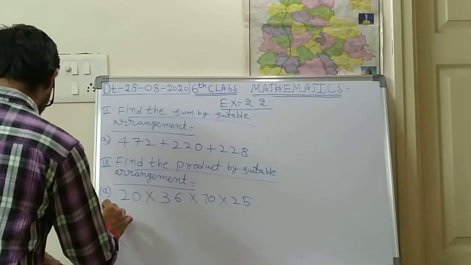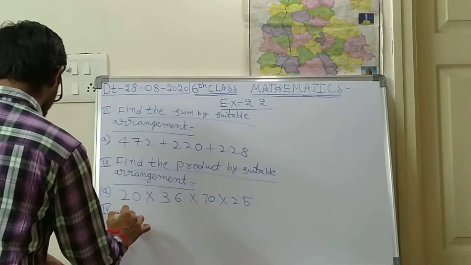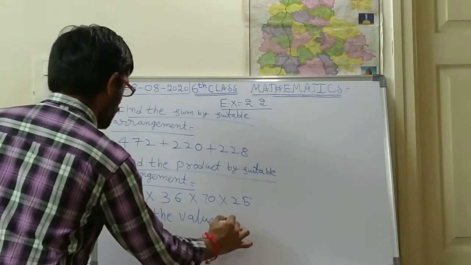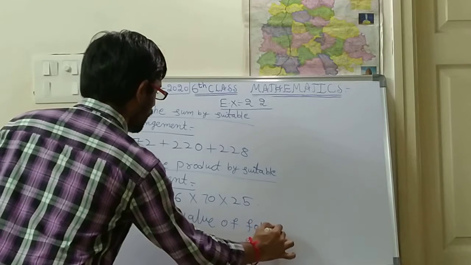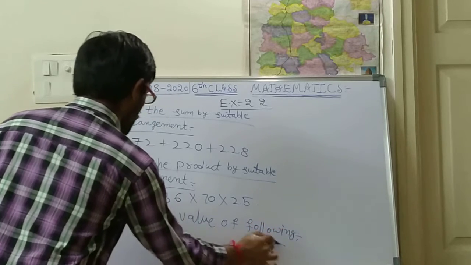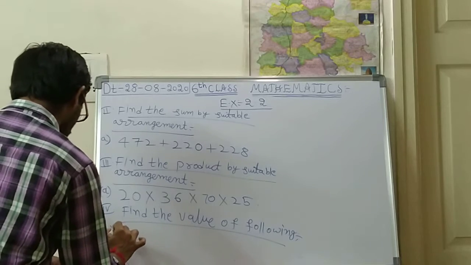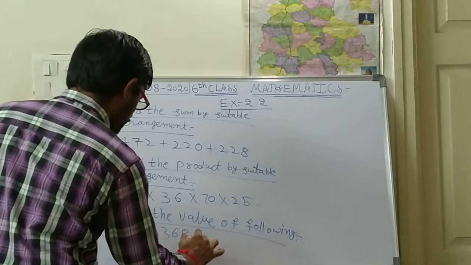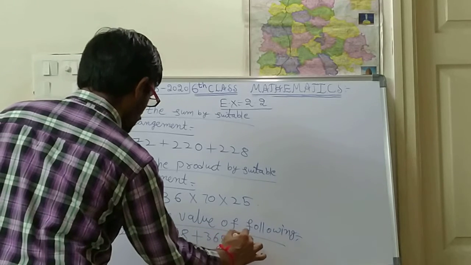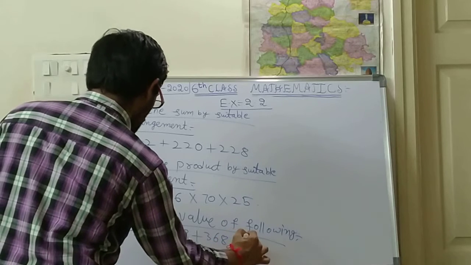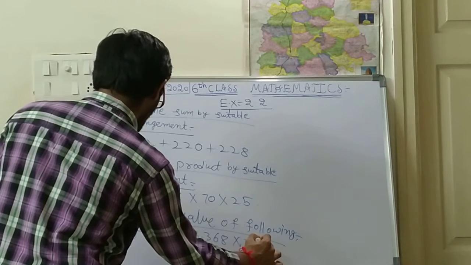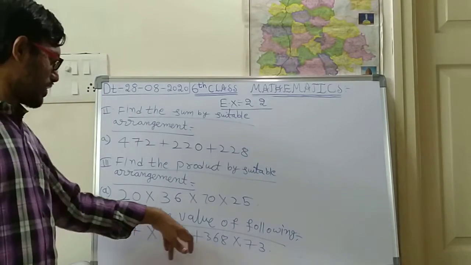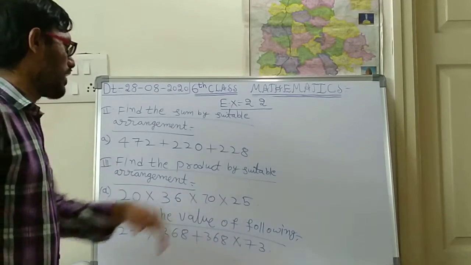Next, fourth bit. Find the value of the following. Okay, a problem, that is 27 into 368 plus 368 into 73. Find the value of the following: 27 into 368 plus 368 into 73.